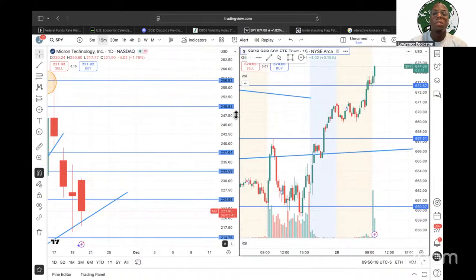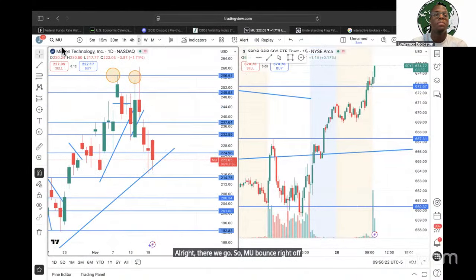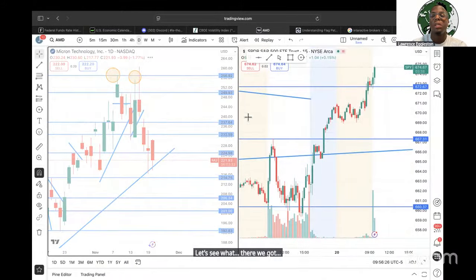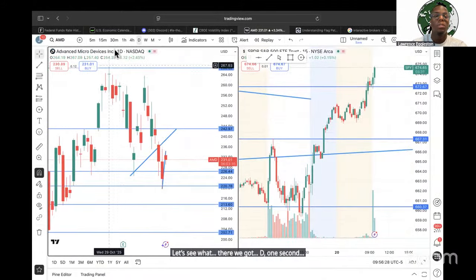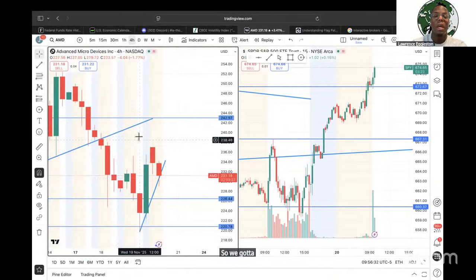All right, there we go. So MU bounced right off that trend line. Let's see what we got. AMD, 1 second. There, 230. So we got to cleanly see that trend line actually get broken.